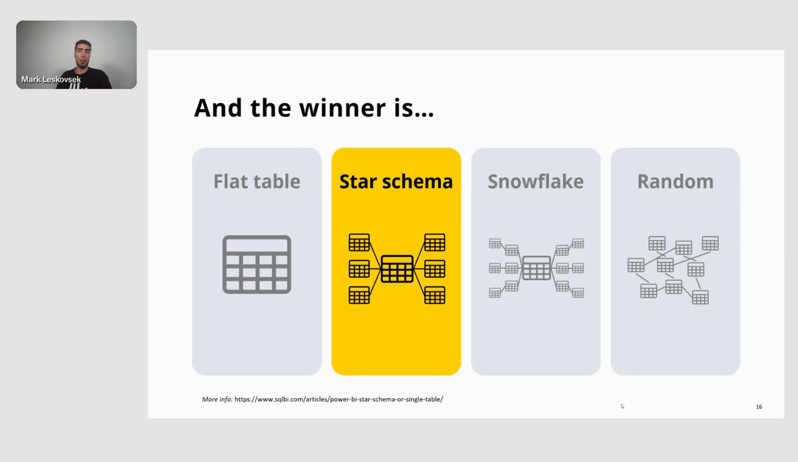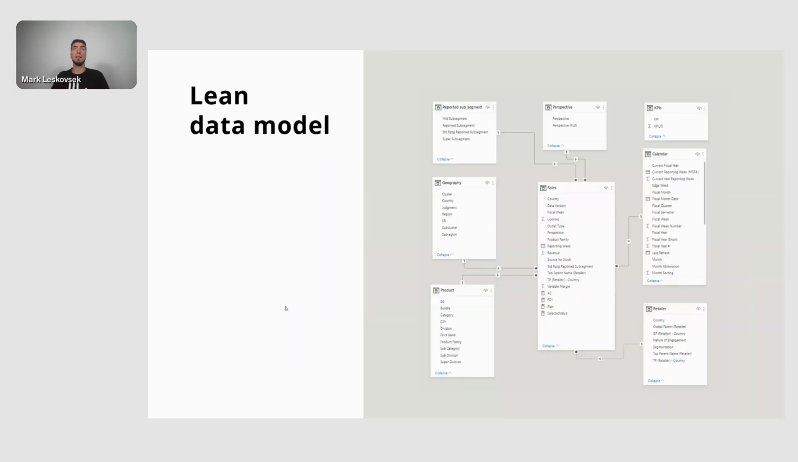The important takeaway here is the following. When the flat table is better, it is not that much better. But when it's worse, it's far worse. And in all practical deployments so far that we've seen, the star schema was clearly the best choice in Power BI. But yes, this means that you have to prepare this lean data model, which is the star schema.